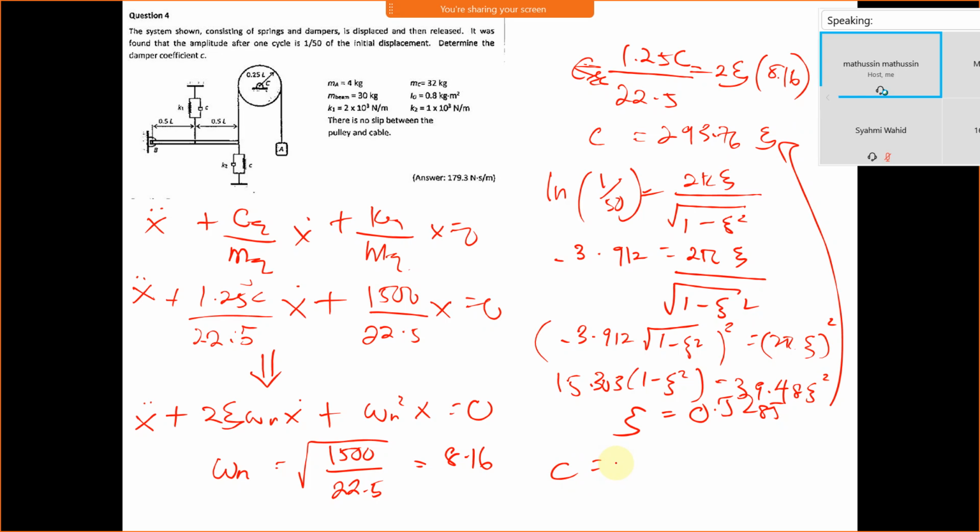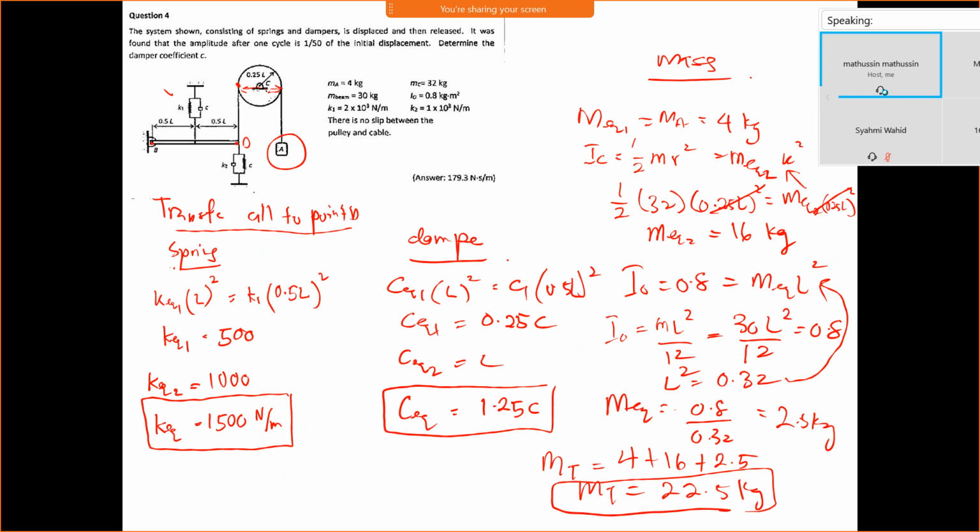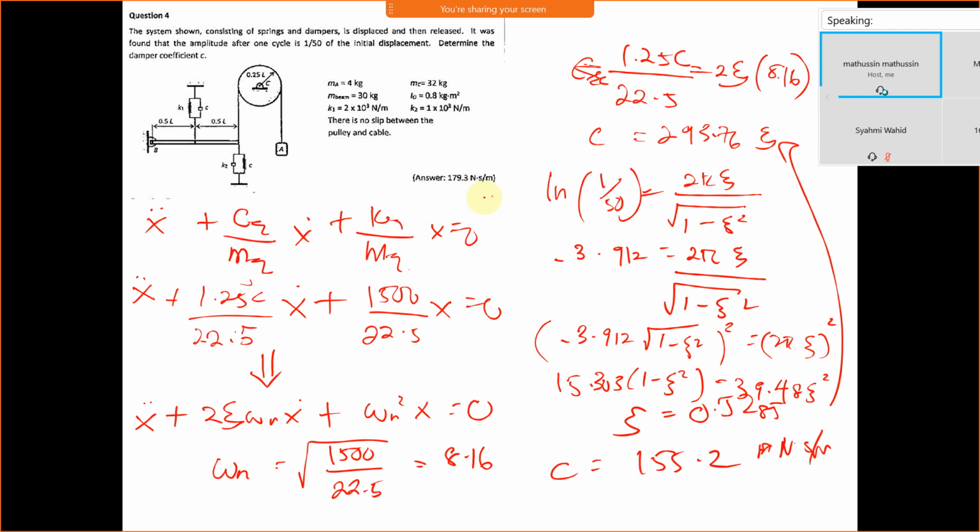Saya rasa jawapan tak sama ni. 293.76. 0.5285, 155, betul lah, jawapan dia 155.2. Tu jawapan kita. Kenapa? Sebab based on jawapan dia bagi ni, dia consider K equivalent sama dengan 1000. So kalau dia consider 1000 dan baru dapat jawapan 179.